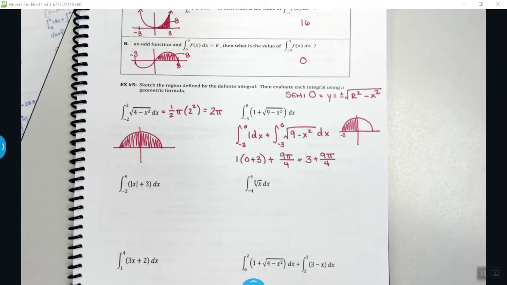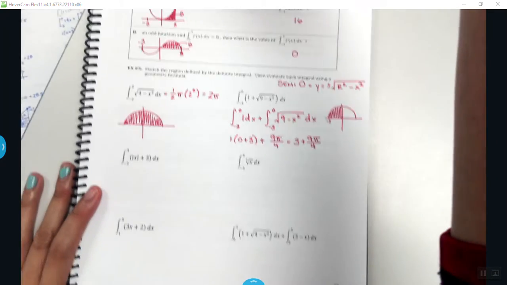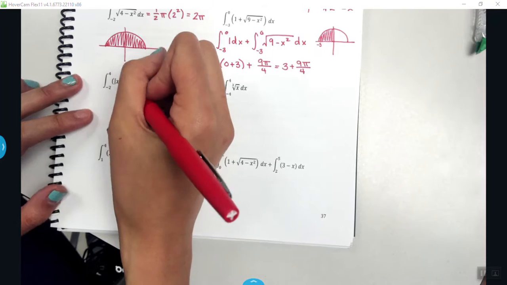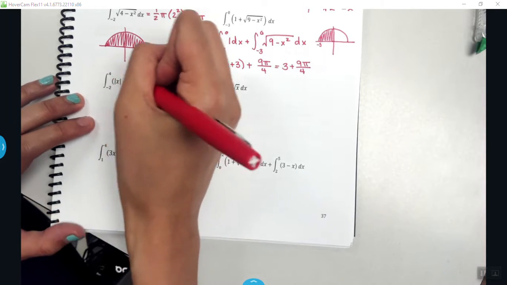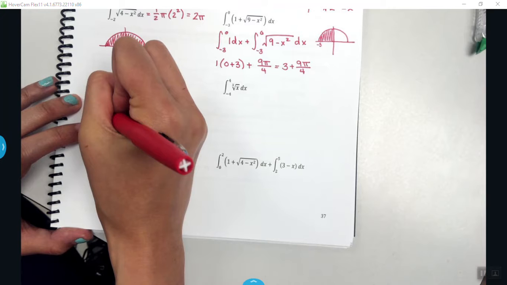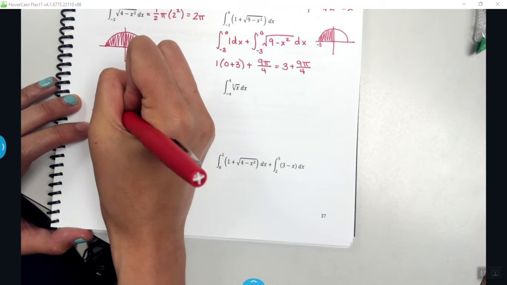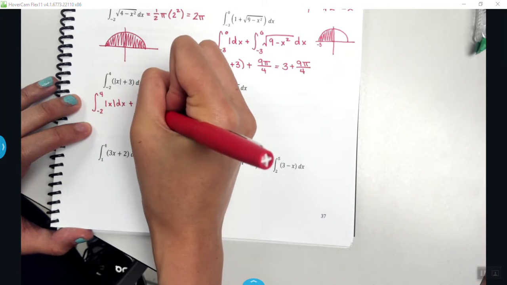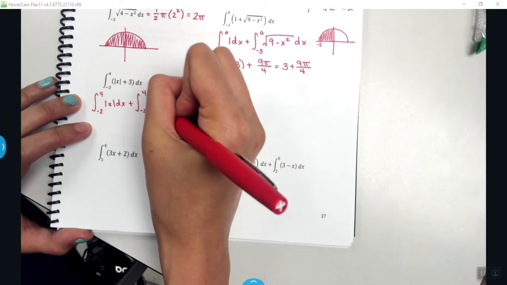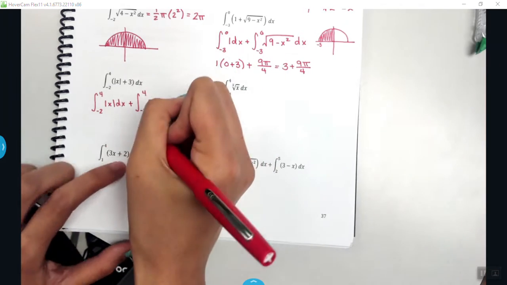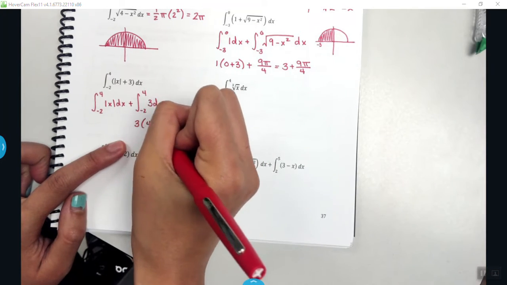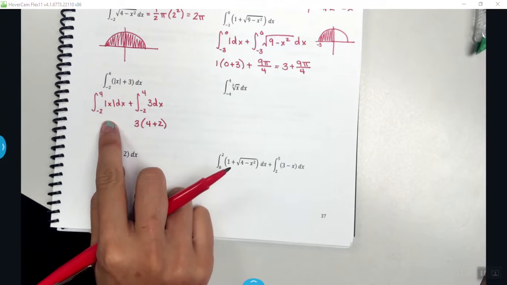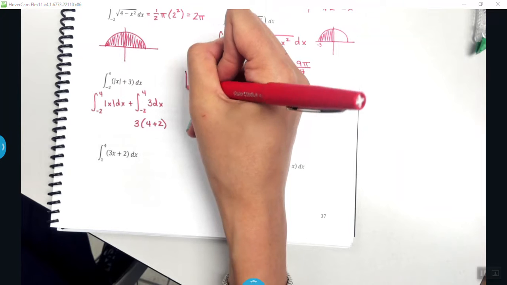Okay? Let's do another one together. Okay, this one is an absolute value graph. I'm going to split it into two. Integral from -2 to 4 of the absolute value of x dx, plus the integral from -2 to 4 of 3 dx. This would be 3 times 4 plus 2, right? And then this one, we'll have to draw the graph of an absolute value to figure it out.